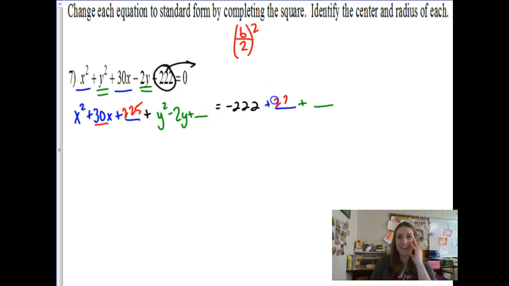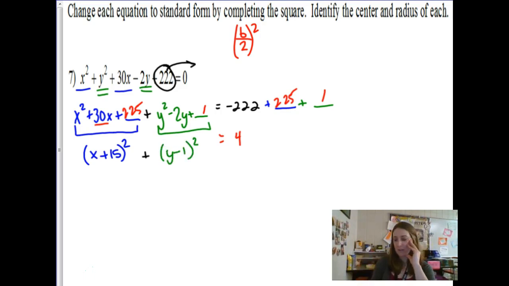Alright. And then half of negative 2 is negative 1. Negative 1 squared is 1. Alright, I should totally be able to add that, right? So that's 3 plus 1 is 4. Nailed it. And then we're going to factor that. So (x + 15) squared. And then this should factor nicely into (y − 1) squared. And then equals 4.